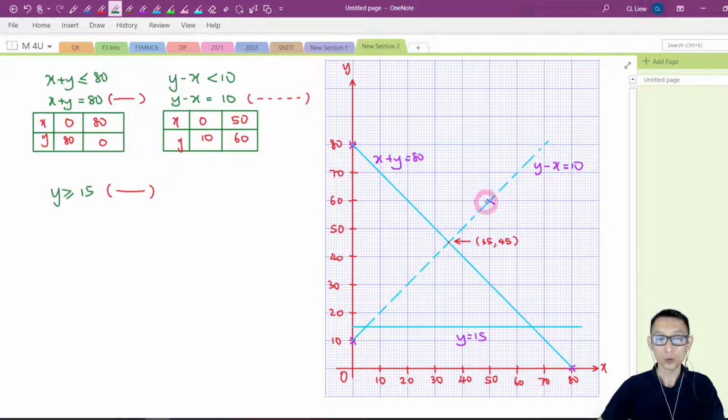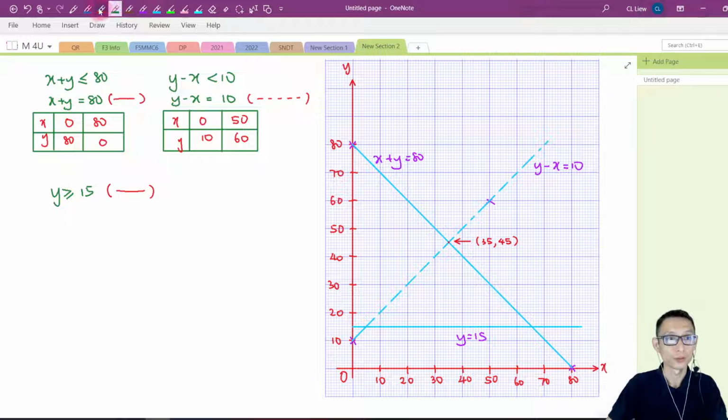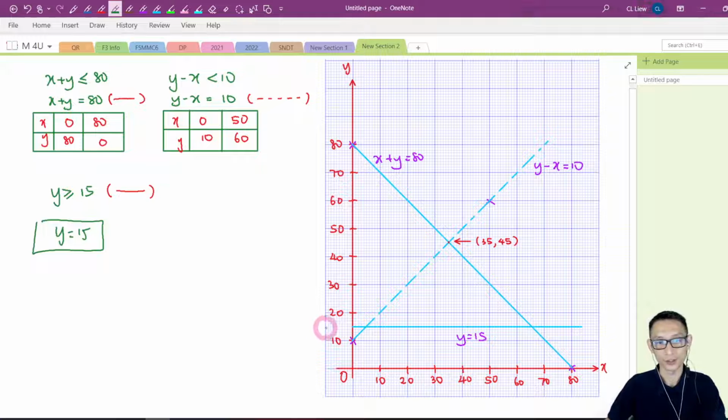But this one, I use dotted line because it is only less than. If this is less than or equal to, then I'm going to use solid line. And this is very easy. Y equal to 15. It's just a horizontal line. And this one I use solid line, y greater than or equal to. And then we need to shade the region and label it as R.